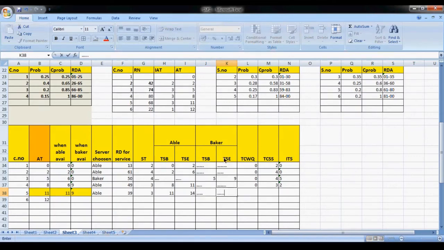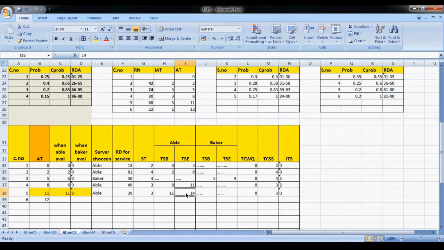Time customer waits in the queue: the customer is coming at 11, and Able is available at 11. So here neither the customer is waiting nor the server is waiting. I'll write 0 for both. Time customer spent in the system is time service end minus arrival time, so 14 minus 11 gives 3. So 3 minutes the customer spent in the system.